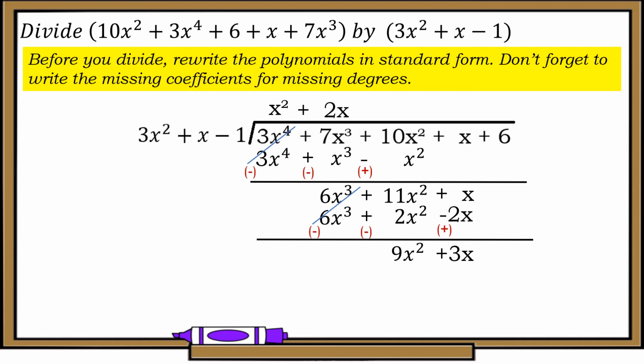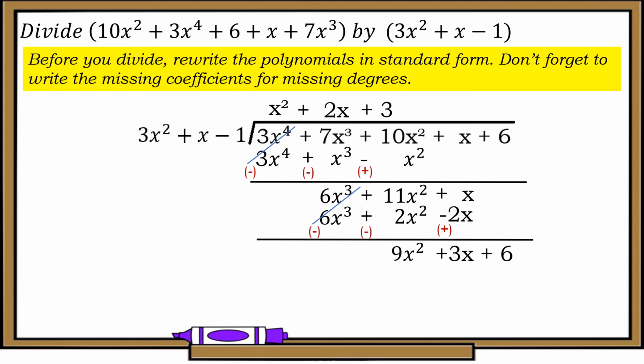Meron pa bang i-bring down? Meron. Bring down positive 6. So, pag nag-bring down, magdi-divide ka uli. 9x squared divided by 3x squared is positive 3.